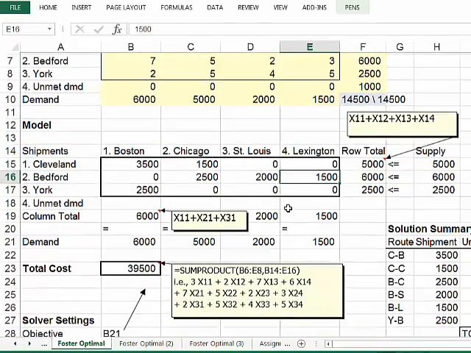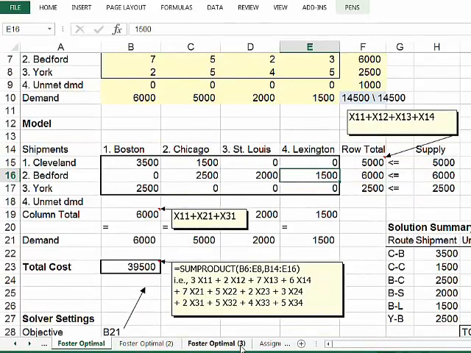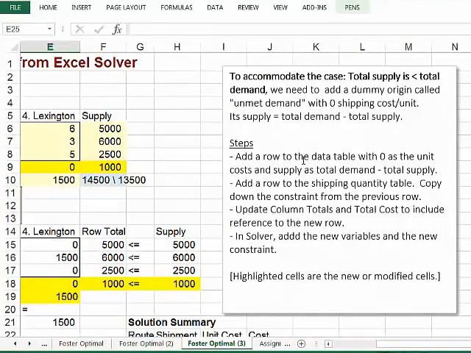And then what do we do now? Well, let's see what we should do. We did the first step, and in the second step we added a row in the second table, and then we're going to copy down the constraint from the previous row.